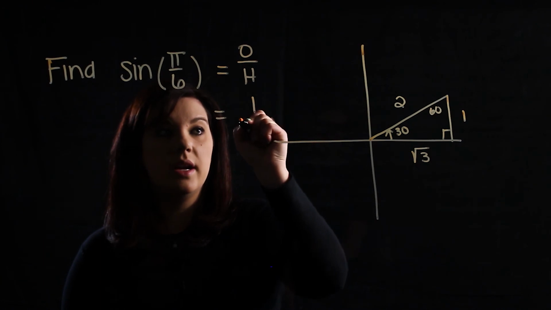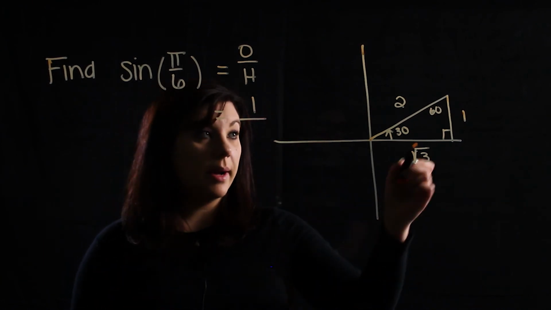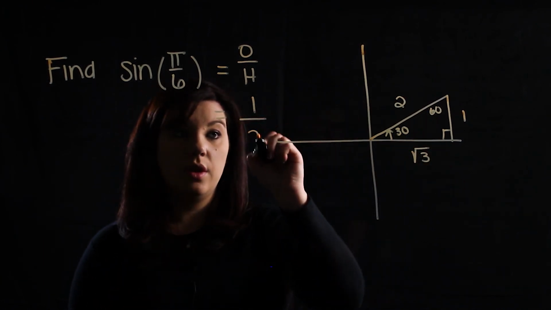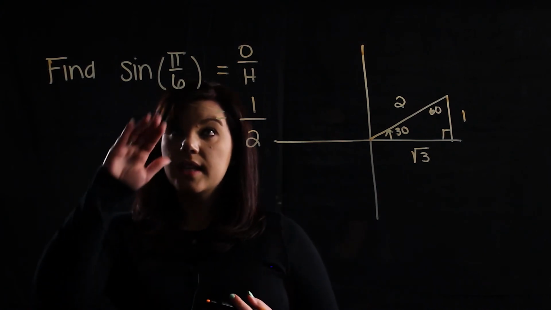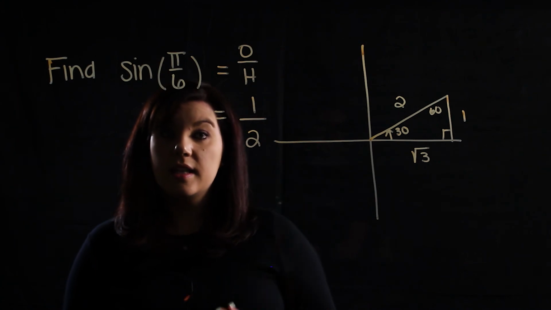Our opposite side of our angle is 1. What's our hypotenuse? 2. And that's all there is to it. Now we know that the sine of pi over 6 is 1/2.